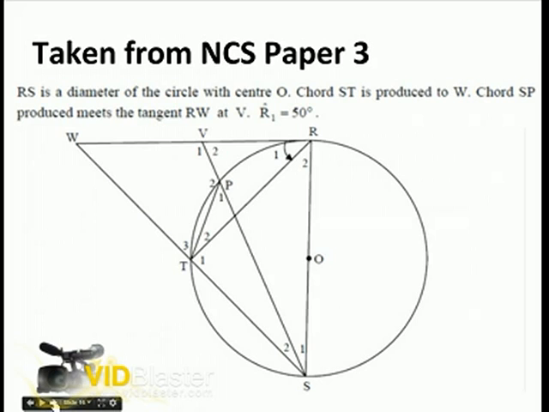Taken from the NCS paper 3: RS is a diameter of the circle with center O. Chord ST is produced to W. Chord SP produced meets the tangent RW at V, and angle R1 is equal to 50 degrees. Now, the language of a geometry question is usually the first stumbling block, isn't it? It is, and there's a lot of waffle that they give you at the top.